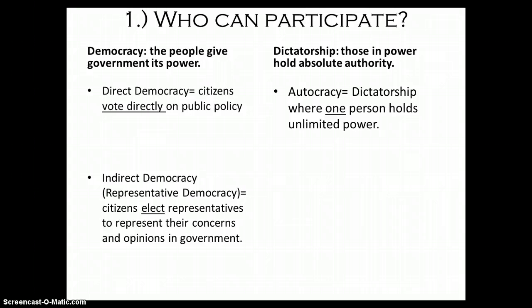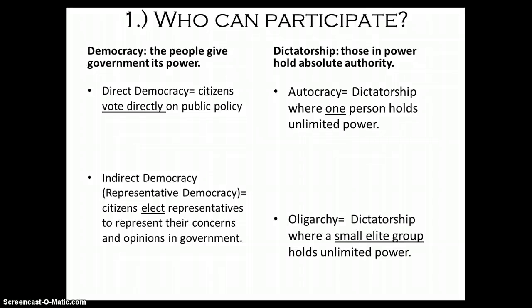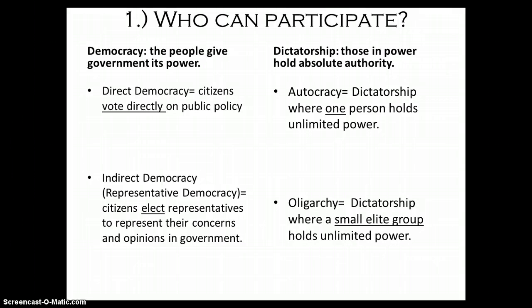An example of this in present day is North Korea. They have an autocracy where the leader Kim Jong-un is absolute ruler. There is no other group besides him that rules the country and enforces the laws and makes the laws. The second type of dictatorship is oligarchy. This is where a small elite group of people hold unlimited power. So really the only difference between autocracy and oligarchy is the amount of people that have a role in government. In autocracy it's one, in oligarchy it's a small group.